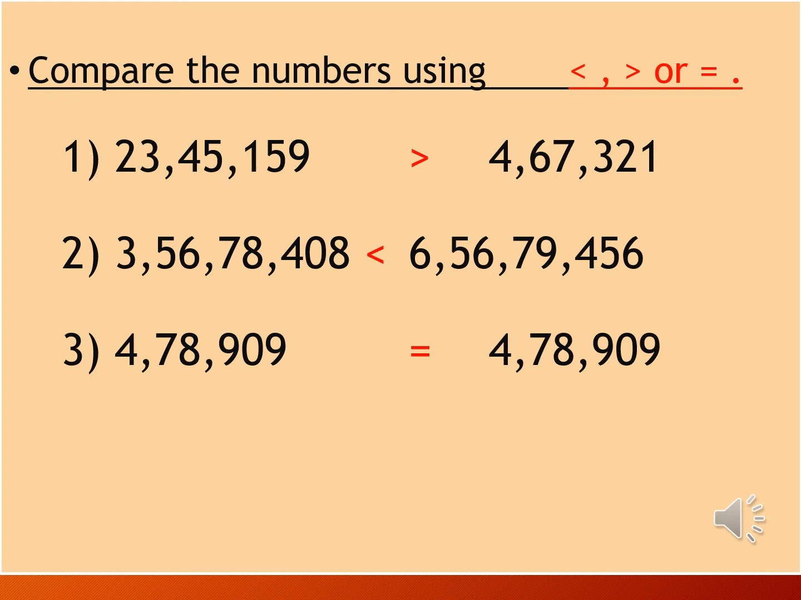Now consider the second question. Both numbers have 8 digits, so we check the leftmost digit. In the first number, the leftmost digit is 3 and in the second number, the leftmost digit is 6. So, 3 crore 56 lakh 78,408 is less than 6 crore 56 lakh 79,456. Now consider the third question. Both numbers have 6 digits, and when you compare each digit, they are the same. That means 4,78,909 is equal to 4,78,909.